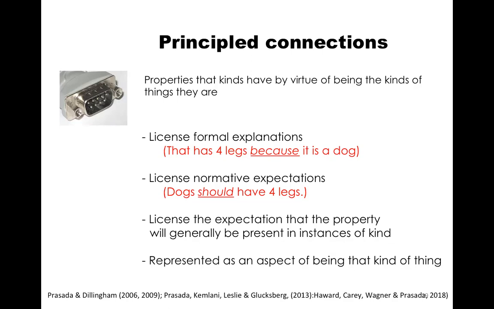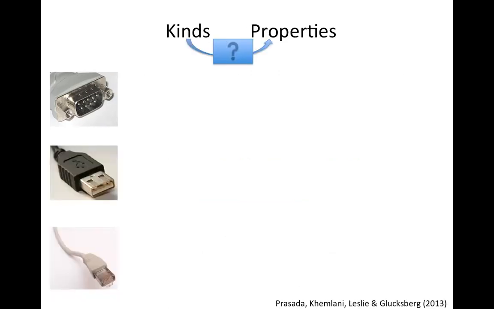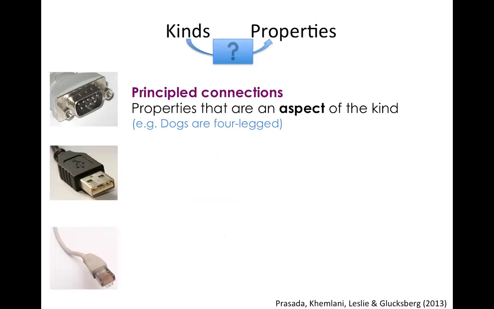And properties that have a principal connection to the kind are distinguished from properties that have other types of connections along these dimensions. In particular, properties that have a principal connection to the kind are understood to be an aspect of being that kind of thing. So having four legs is understood to be an aspect of being a dog.